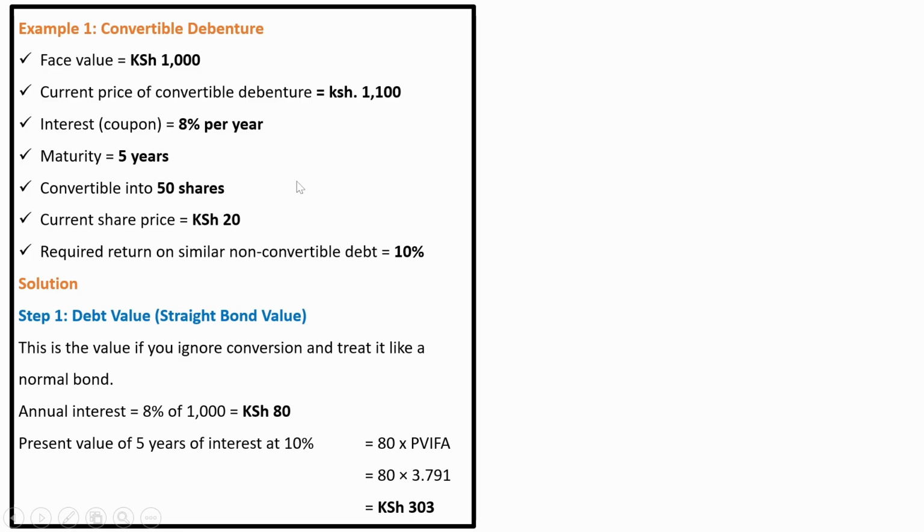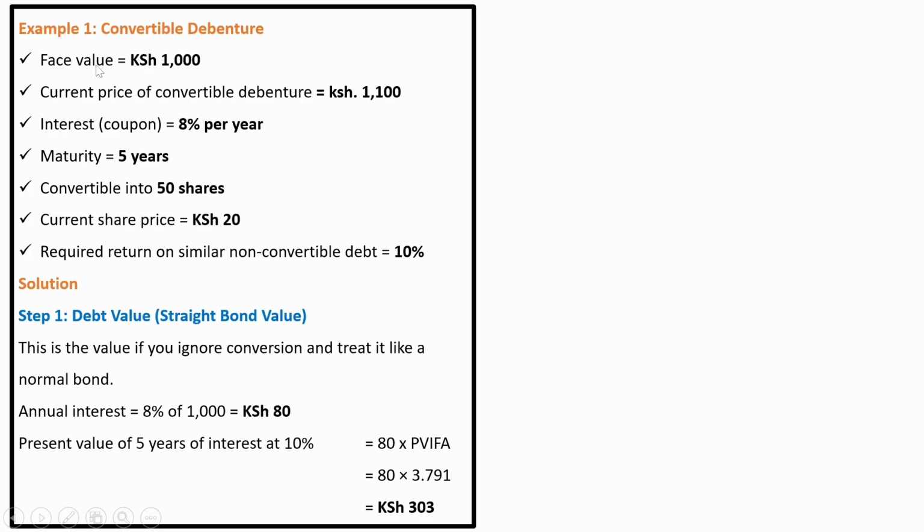So in this example, you are given the face value of a convertible debenture is 1,000. You are also given the current price of a convertible debenture is 1,100, which means if you want to buy the debenture now, you will not be paying 1,000. Instead, you will be paying 1,100 because that is the price at which debentures are currently trading. But if you are to hold the debenture until maturity, you are going to be paid the face value 1,000.